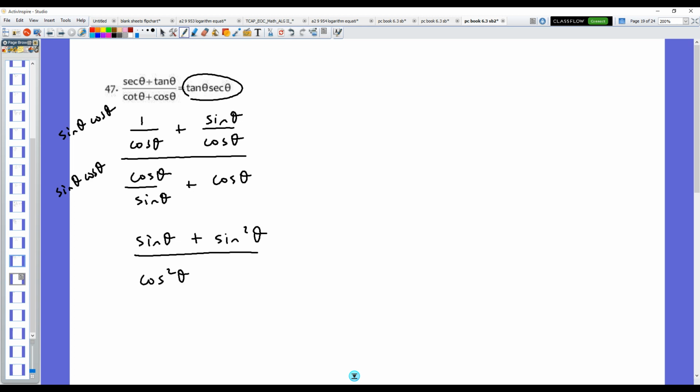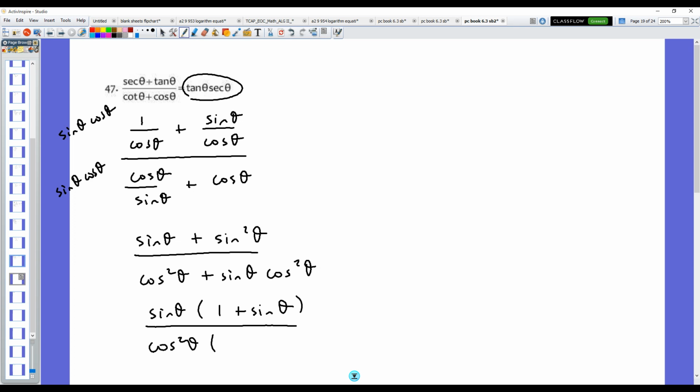And here nothing cancels, so we're going to have a sine and a cosine with the cosine will give me a cosine squared. And that is also factorable. So on top I'm going to pull out a sine. I have 1 plus sine. On the bottom I'm going to pull out a cosine squared. And that'll also leave me with 1 plus sine. Cancel the group on the bottom.